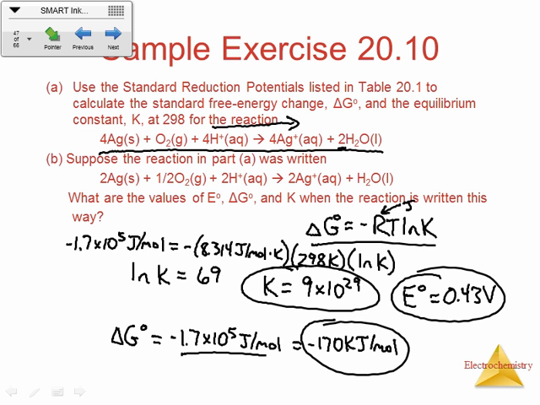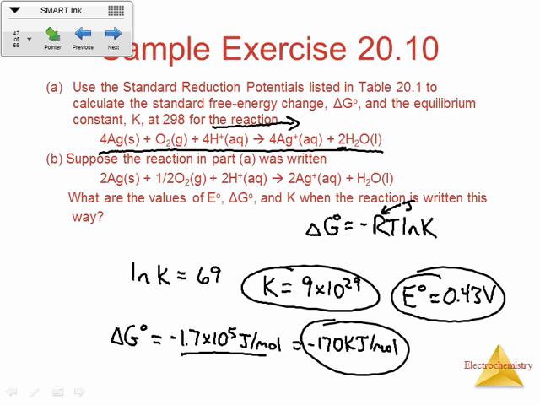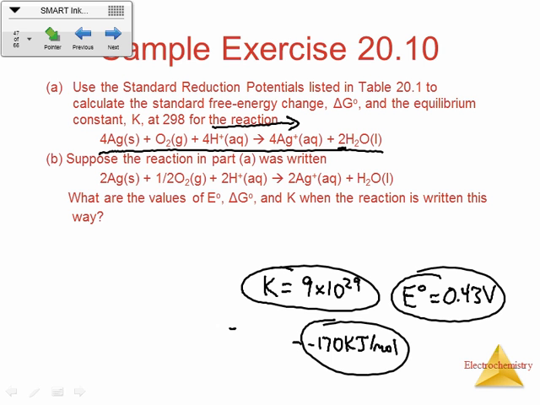Now the second part of this question I like. I like both parts of it, but the second part is good. It's a good thinking question. I'll keep my numbers up here so that we can see what they were originally. They're saying, suppose the reaction was written 2Ag plus, and you're going to notice they basically cut the coefficients in half, okay? So they want to know what are the new values of E0, delta G0, and K when the reaction is written like this.